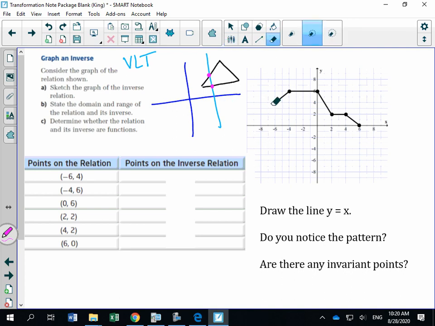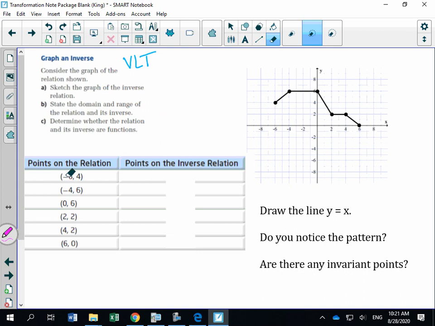Okay, so this graph is a function, and what we are going to do is graph the inverse of this. So we're going to reflect this graph in the line y is equal to x. So we're going to draw the inverse of this. And then we're going to see, is the inverse graph a function? Okay, so let's do that.